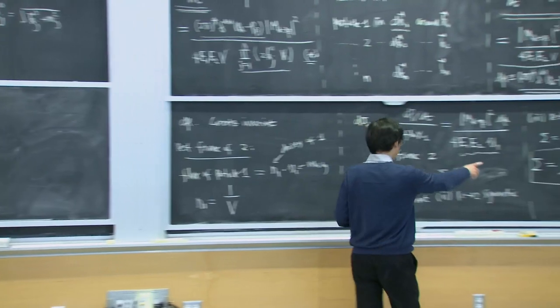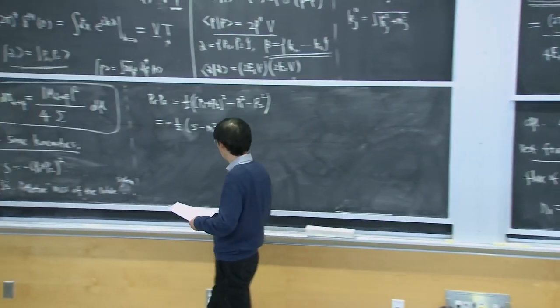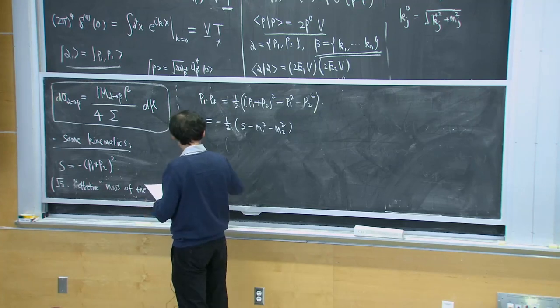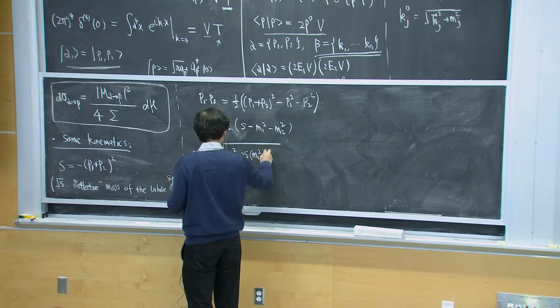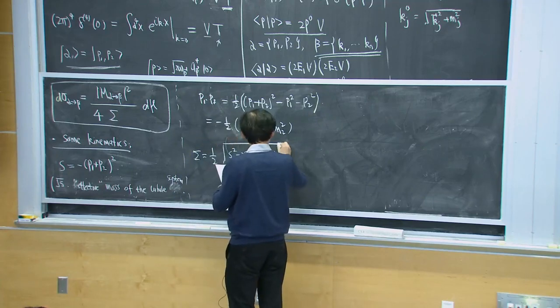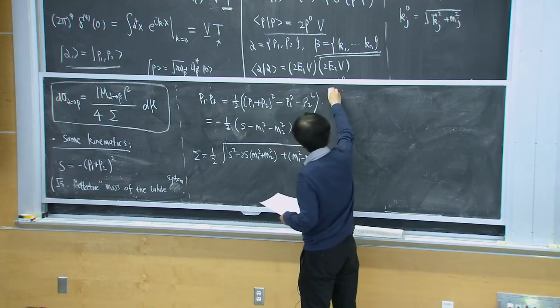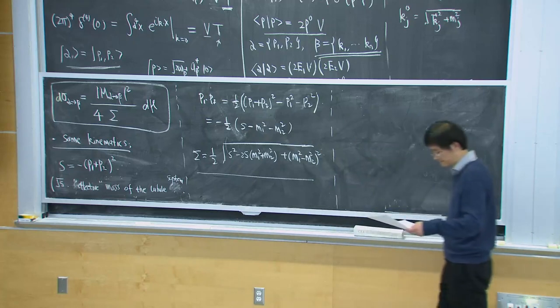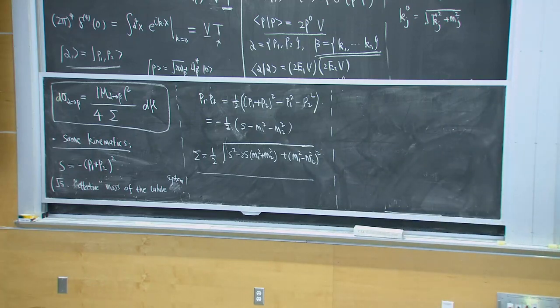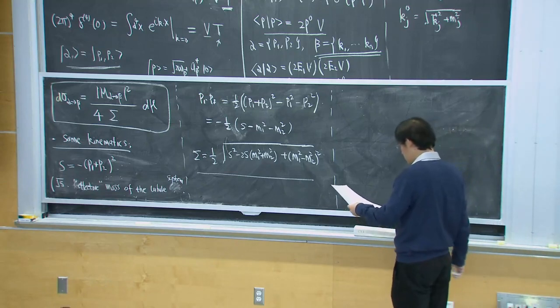Then sigma can be expressed in terms of that. Let me write down the final expression for sigma in terms of s: sigma equals the square root of s squared minus 2s(M1 squared plus M2 squared) plus (M1 squared minus M2 squared) squared. So this whole kinematic factor of sigma can be expressed in terms of s. Good. Any questions on this? Okay.